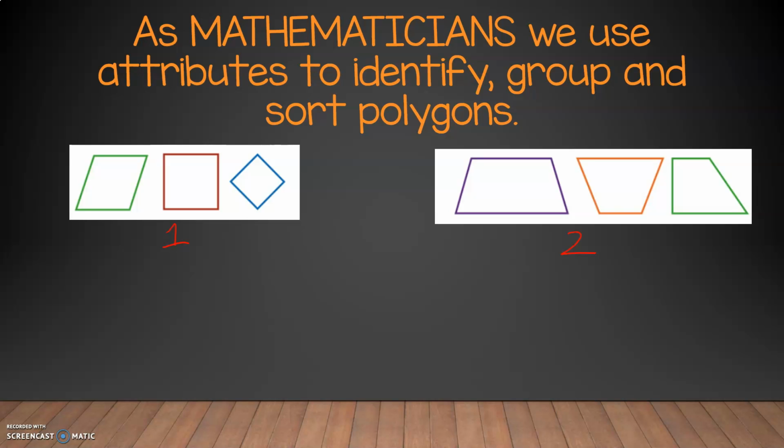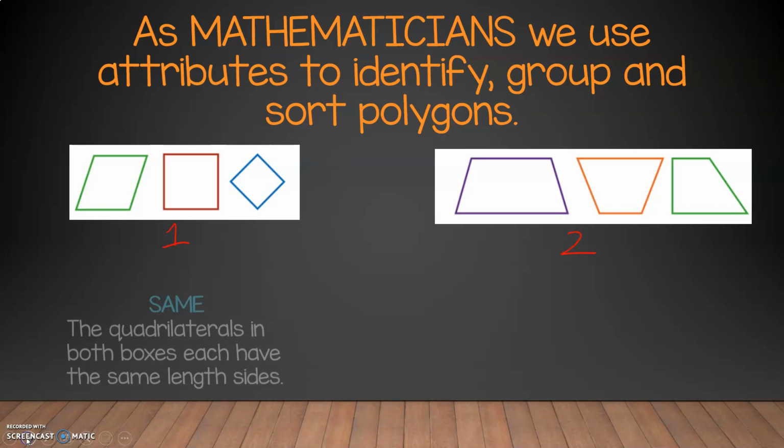Now, how are the two groups different? Ooh, smart thinking, mathematician. When I look at all the shapes in group 1, I notice that they each have the same length on each side. But when I come over to group 2, even though they all have 4 sides, all 4 sides are not the same length. So although they're all quadrilaterals, they can be sorted into different groups based on the length of their sides. So when we're talking about our attributes, it could be the number of sides, and then we could break it down even more by the length of those sides.